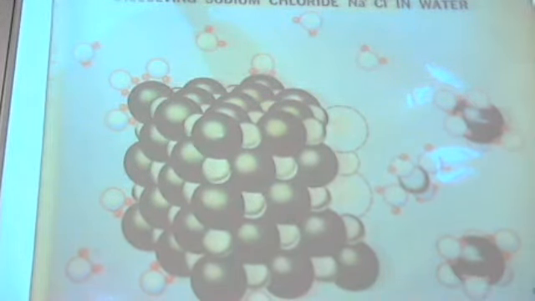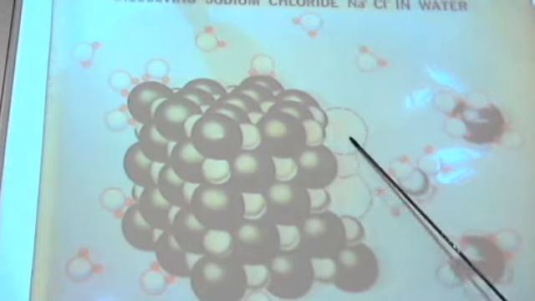Now this interaction, we call it solvolysis, an interaction between the solvent and the solute. It's got a couple of names: solvolysis, solvation, or hydration if it's water in particular. That interaction is sometimes strong enough to pull these particles apart.